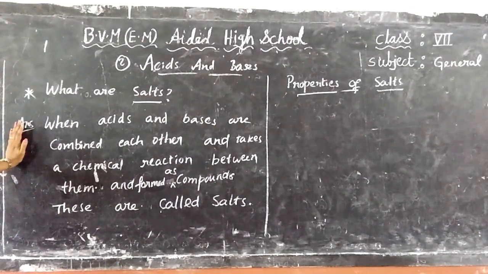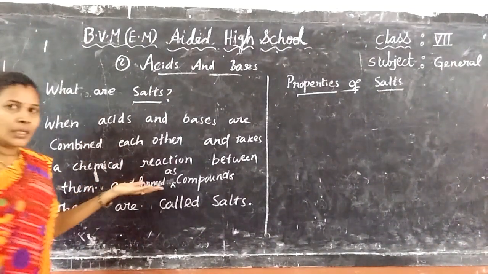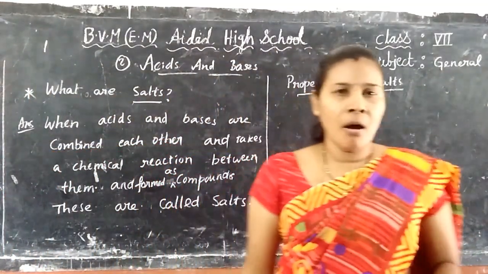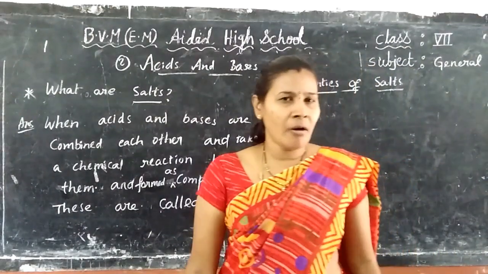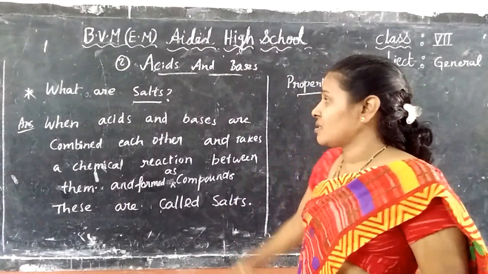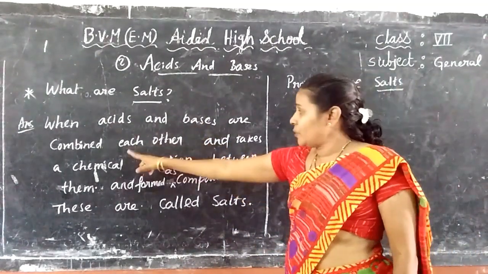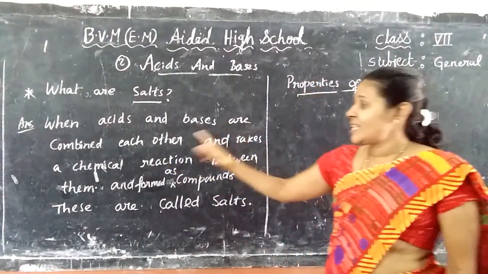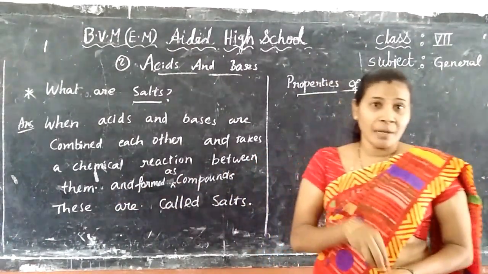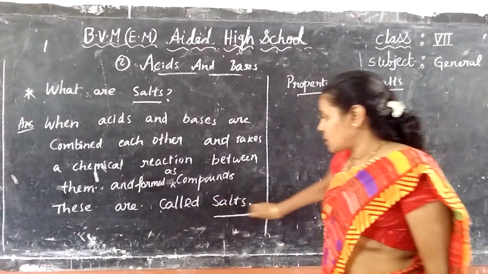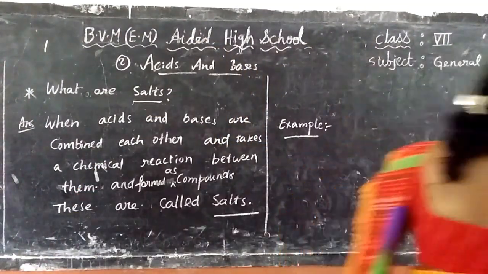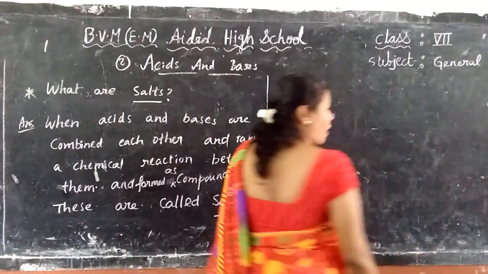Once again I have to repeat. Generally we know that in a neutralization, the qualities of both acids and bases are destroyed. Those acids and bases are mixed together and combined with each other, then a chemical reaction takes place between them and forms a compound. Those compounds are called the salts. So, the formation of salts: how do they form?